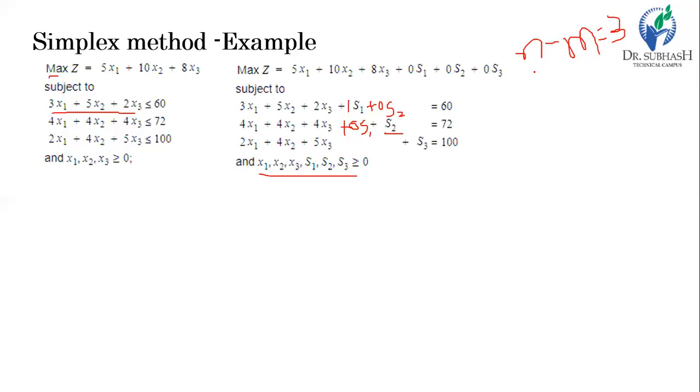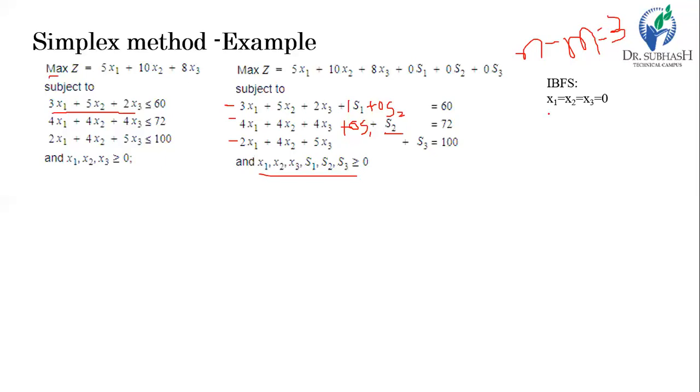The total number of variables available here is 6, and the total number of constraints is 3, that is 1, 2, and 3. So by putting the value of 3 variables equal to 0, we get one solution, and that solution is called an IBFS. In the IBFS, we will put the values x1, x2, x3 equal to 0. Generally, preference is given in this sequence: first to decision variables, then slack variables, then surplus variables, and lastly artificial variables.